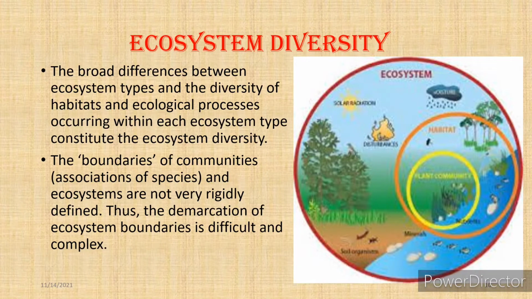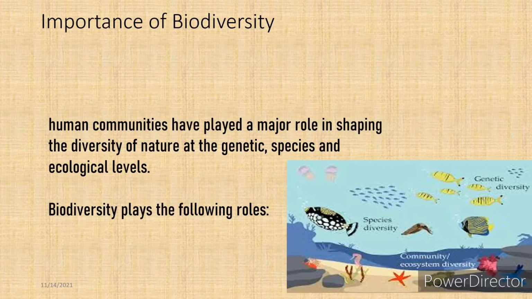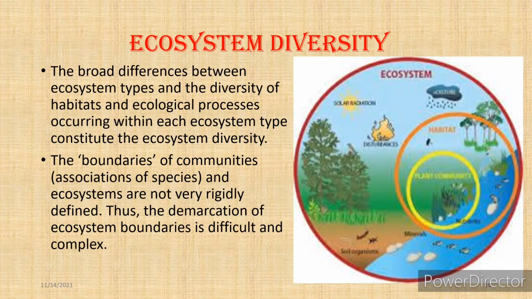Next one is ecosystem diversity. The broad differences between ecosystem types and the diversity of habitat and ecological processes occurring within each ecosystem type constitute the ecosystem diversity. The boundaries of communities and ecosystems are not very rigidly defined. Thus, the demarcation of ecosystem boundaries is difficult and complex.